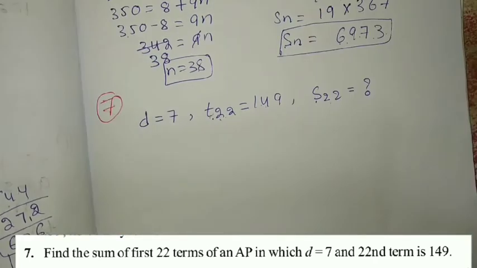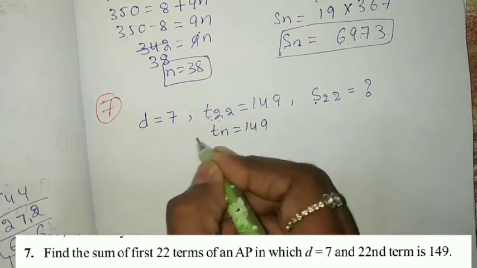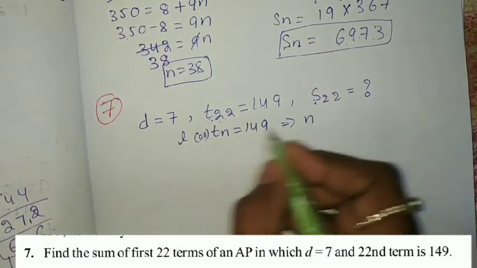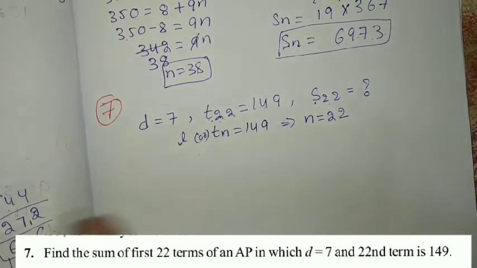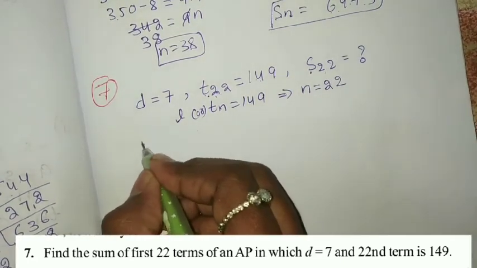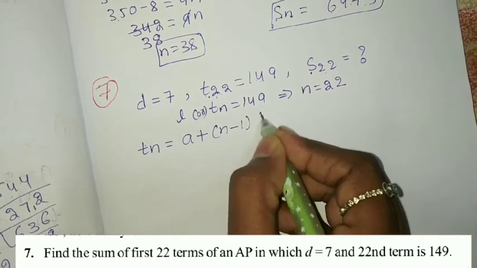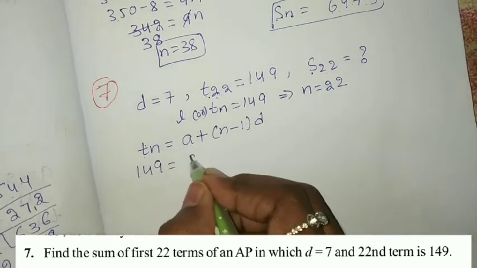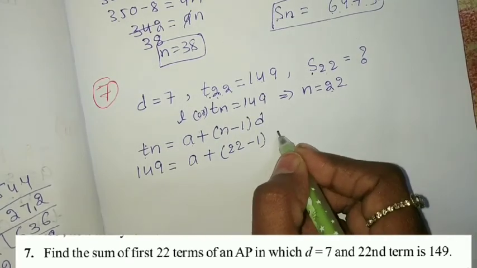So you can write Tn is equal to 149, or last term, that is L. That implies what is N here? Absolutely, you can say N is equal to 22. Understand? We need to find a sum of 22 terms. For that, term N is equal to, what is the formula? A plus N minus 1 into D. Tn, that is 149, is equal to A plus, N means 22, minus 1 into D.